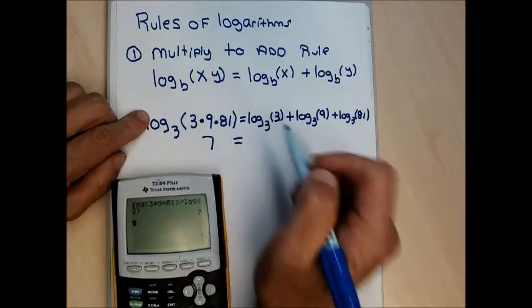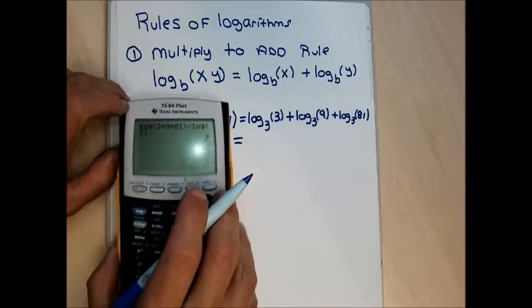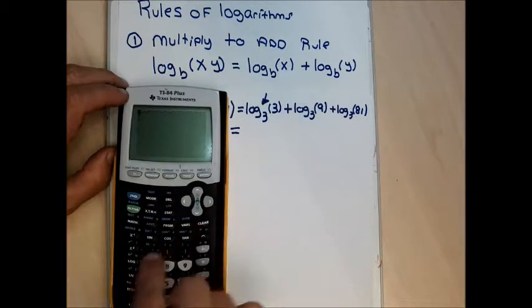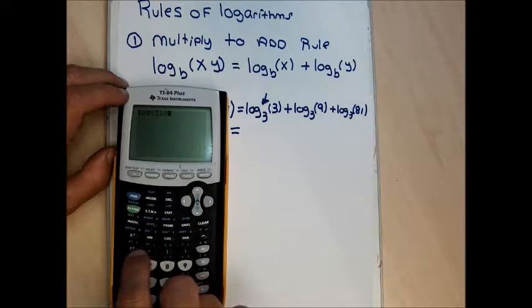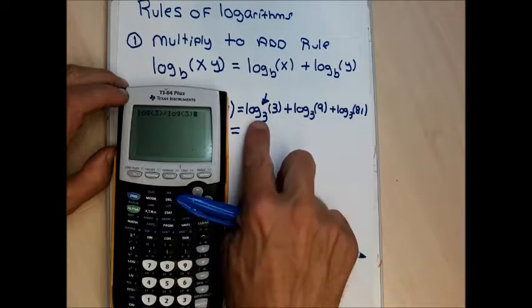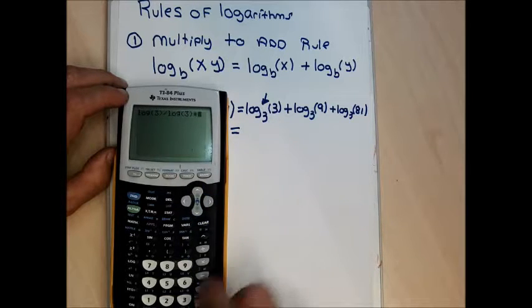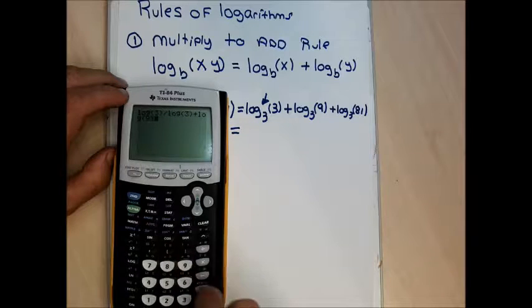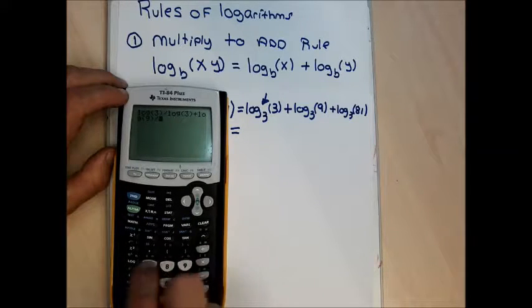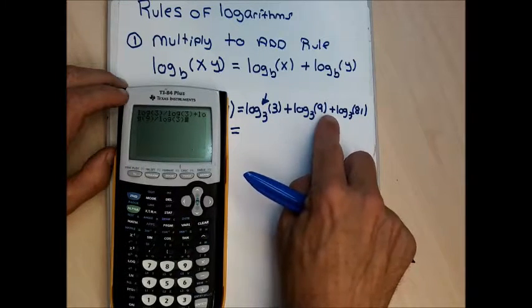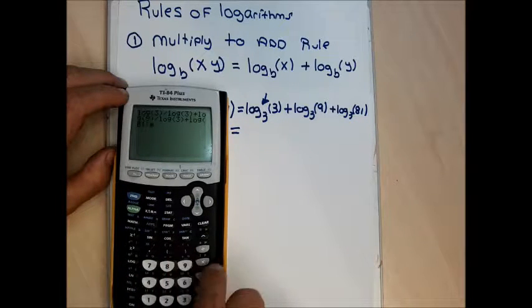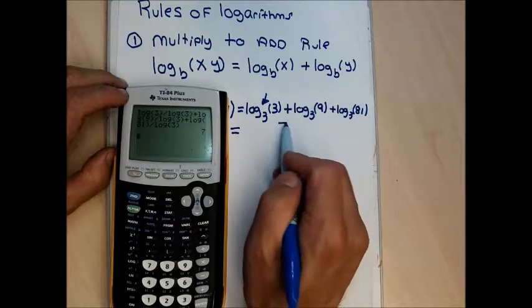For the right-hand side, it's a mess. I'm not going to write down what I'm going to enter, I'm just going to enter it. First, I'm going to enter this logarithm, which is going to be the log of 3 divided by the log of 3. Did that logarithm. Now I'm going to do this plus sign. This logarithm is going to be the log of 9 divided by the log of 3. And then followed by this plus sign. This logarithm is going to be the logarithm of 81 divided by the log of 3. And this whole right side comes out to be 7.